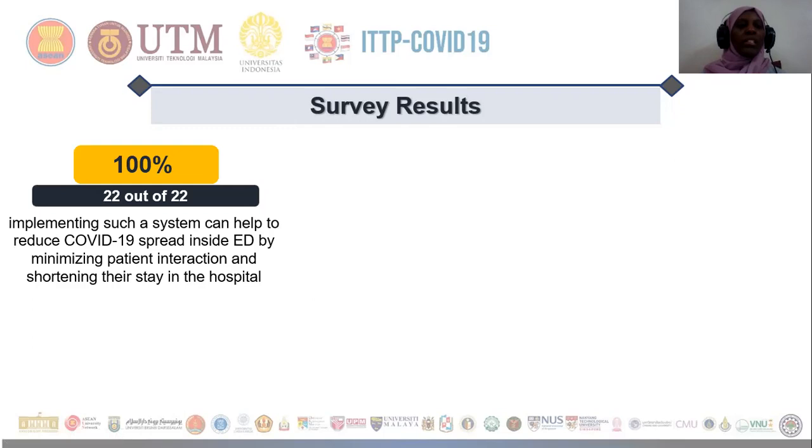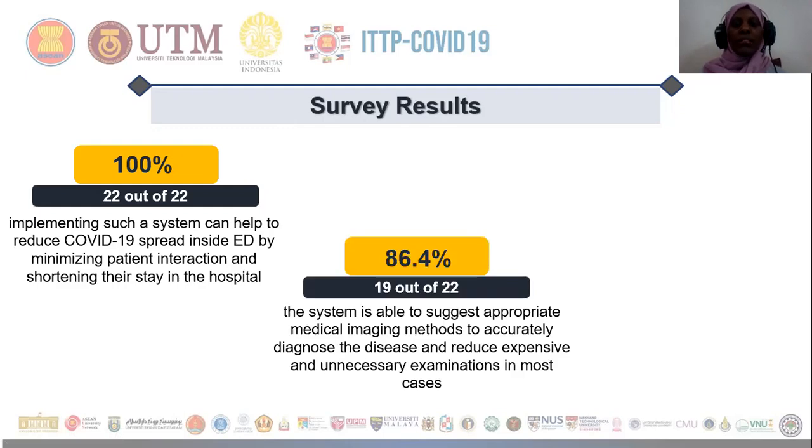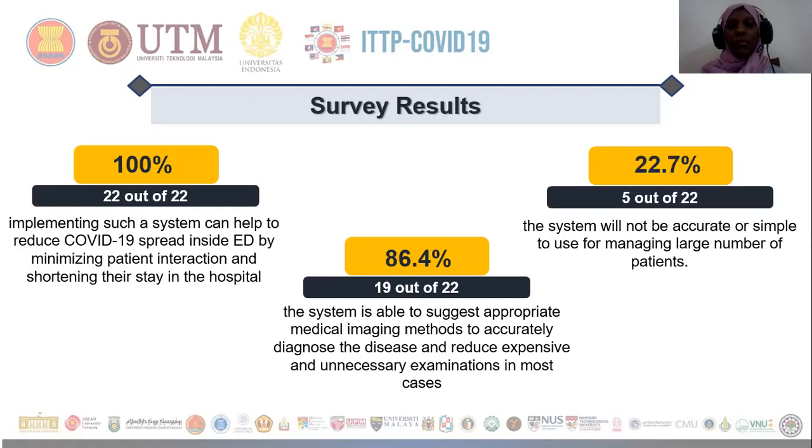100% of the participants think that implementing such a system can help to reduce COVID-19 spread inside the emergency department because it minimizes patient interaction and shortens their stay in the hospital. And 19 out of 22 think that the system is able to suggest appropriate medical imaging methods to accurately diagnose the disease and reduce expensive and unnecessary examinations in most cases. And 5 out of 22 think that the system will not be accurate or simple to use for managing a large number of patients.